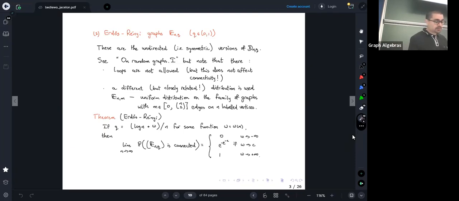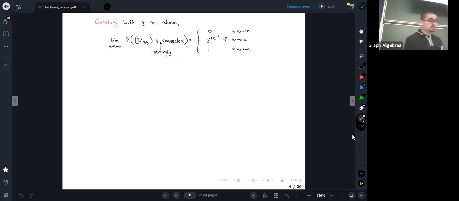So an immediate corollary of this. This is for the undirected, the symmetric version. So from this, you can immediately deduce a corresponding result for the directed version, the Bernoulli digraph version. You can think of it like this. I have my n vertices. I put an Erdős-Renyi graph, a random one, on these vertices, describing the connectivity in the upper triangular part, so for j bigger than or equal to I. And then I just overlay another Erdős-Renyi graph to describe the ones below, so j less than I.